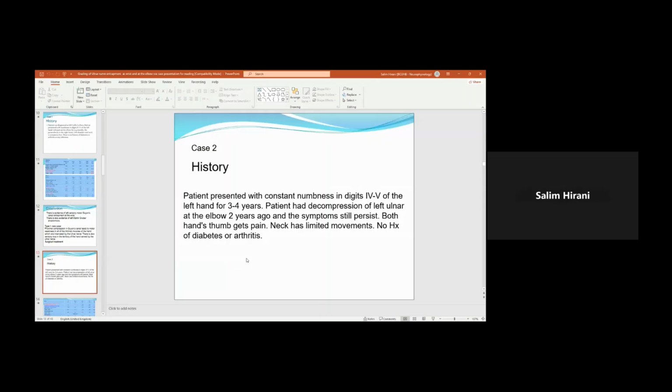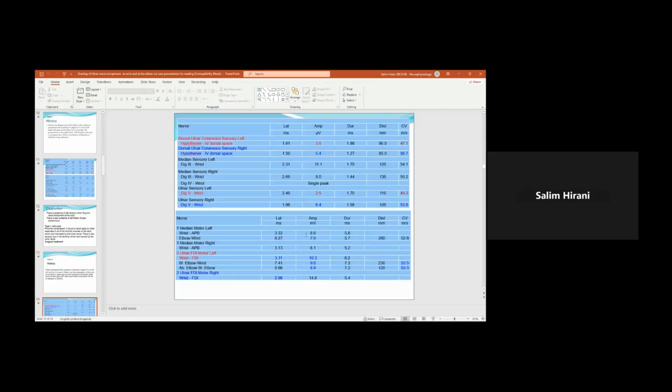So case 2 is a patient who presented with constant numbness in digits 4 and 5 of the left hand for the past 3 to 4 years. The patient had decompression of the left ulnar nerve at the elbow 2 years ago, and the symptoms still persisted. This is a very interesting case. Both hands have numbness and pain, the neck has limited movement, and there is no history of diabetes or arthritis.